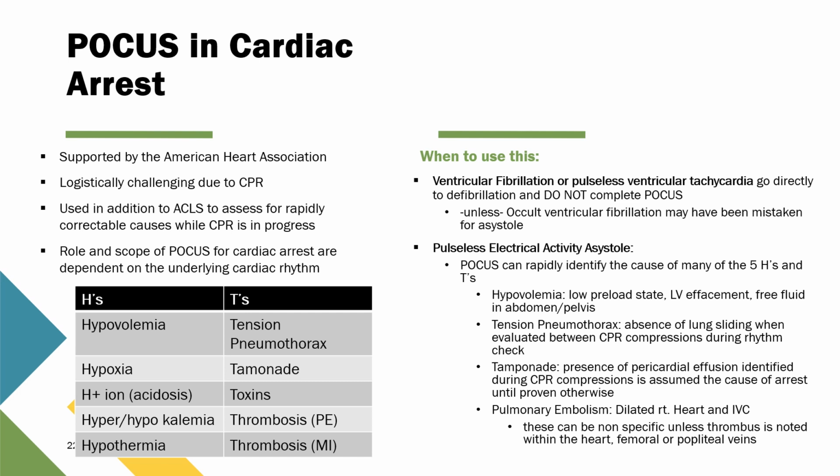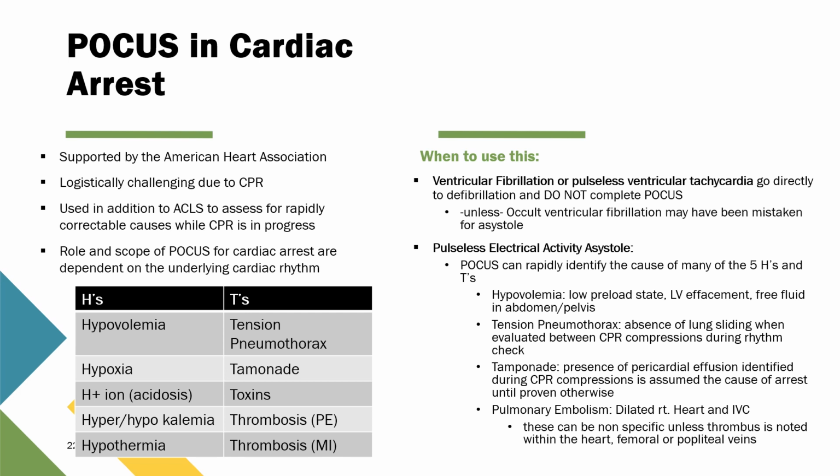upon failure of defibrillation, then you can evaluate the heart by point-of-care ultrasound and look for occult ventricular fibrillation, which may have been mistaken for asystole. So sometimes it won't be picked up on your EKG, and yet when you evaluate with ultrasound, you'll see that there is very, very small fibrillation occurring, and that could help the physician make the determination about where to continue on from there.